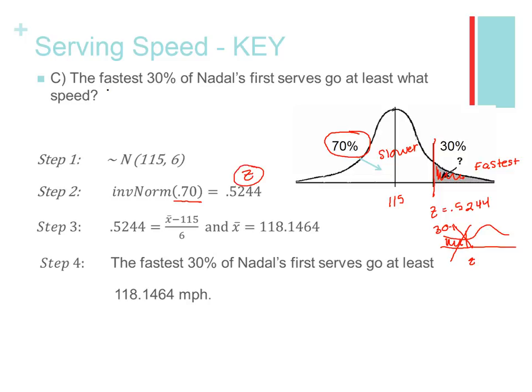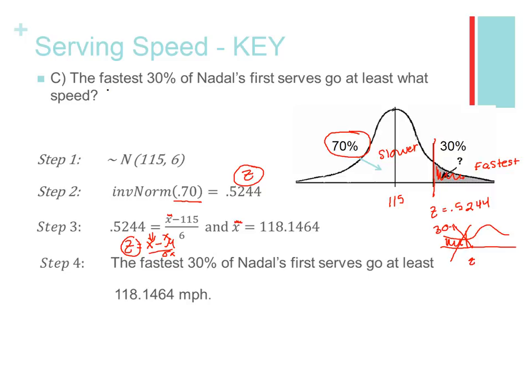Now, this gave you the z-score, so now you have to work backwards to actually find the first serve. So remember, your formula is your z-score equals your data point minus the mean, divided by the standard deviation. So we know the z-score, we know the mean, we know the standard deviation. What we're trying to find is our x. You have to show that work. Okay, that should not have a bar on top of it. You have to show that work.